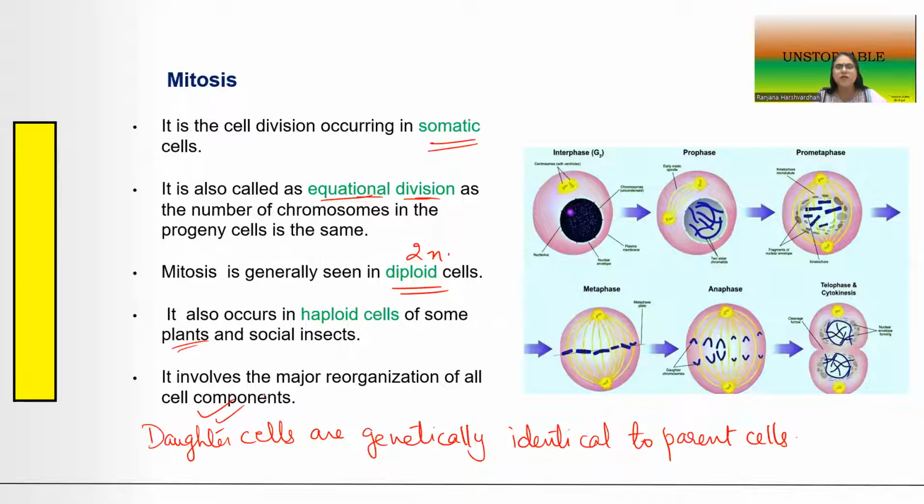and it involves a major reorganization of all the cell components like the nucleus and the cytoplasm. There occurs a major reorganization in them. Why? Because a major churning of all the organelles takes place in this particular division, mitosis. So that is why we say that it involves major reorganization of all the cell components.